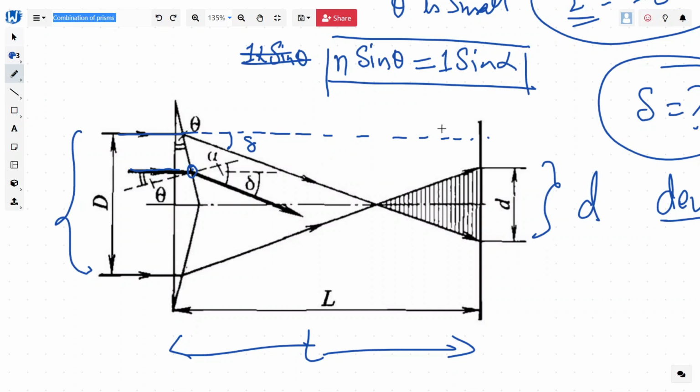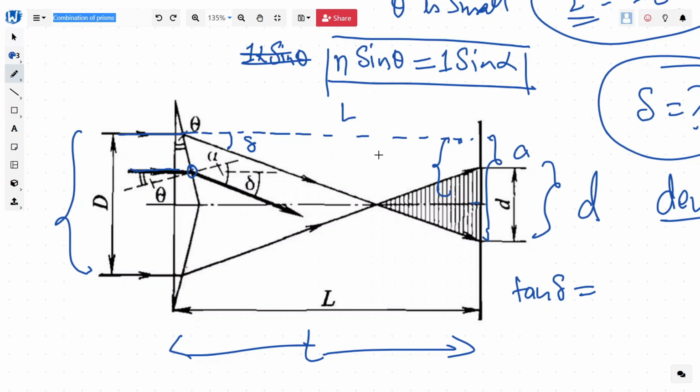Now we have this triangle, and we need to find this ratio. We know this is L, and we need to find this one, and then we can write tan of delta. But we need to first find this A, and this is very simple.